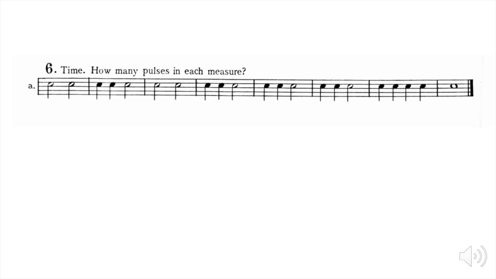I set my metronome to 60 and played this line of notes. Is this what it sounded like when you played it?